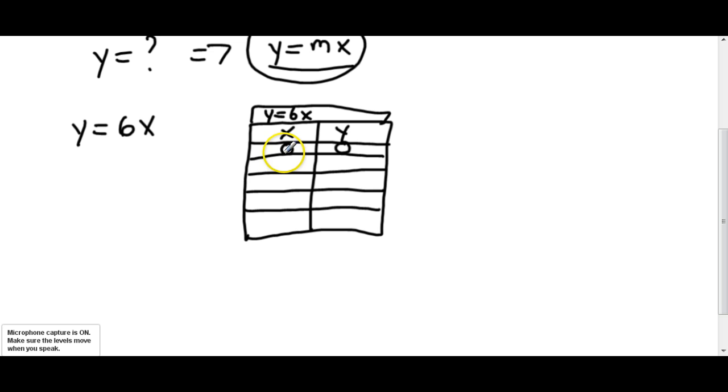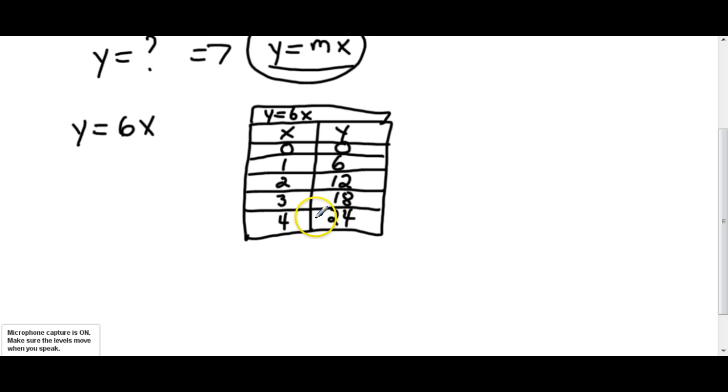Let's give some x values here. Let's make it simple: 1, 2, 3, and 4. For each x value, I'm going to substitute it into this equation and calculate y. If I substitute 1 for x, 1 times 6 is 6, so y is going to equal 6. 2 in for x, 2 times 6 is 12. Substitute 3 in for x, 3 times 6 is 18. And substitute 4 in for x, 4 times 6 is 24.